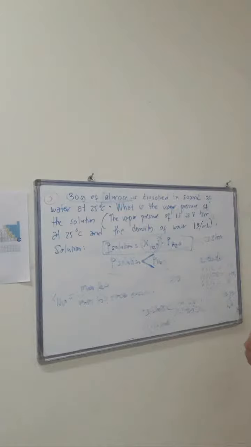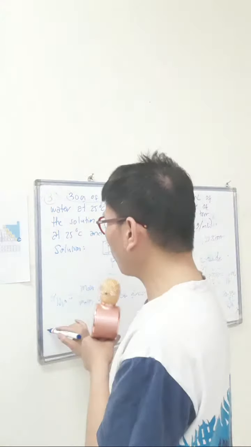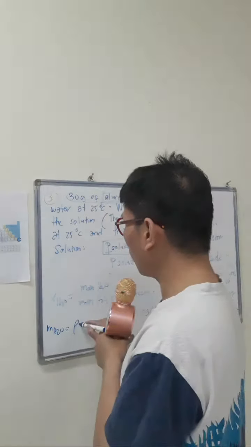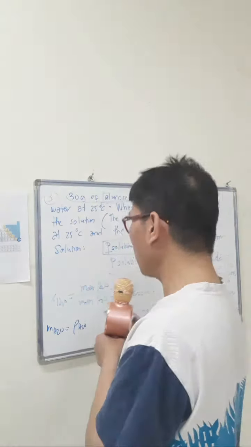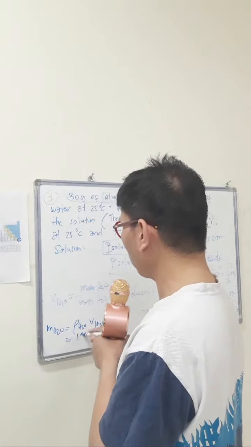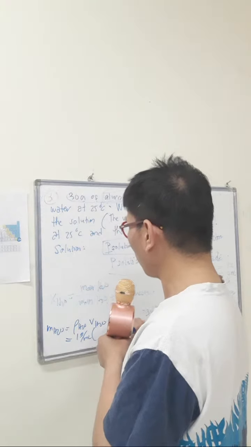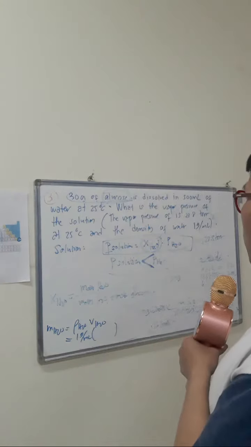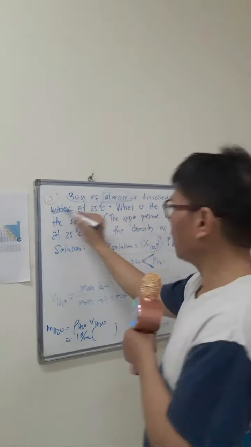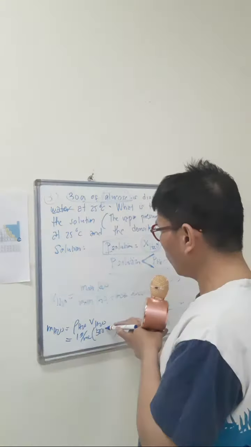We can get the moles by getting the mass first, and after that, link it to the molar mass. So the mass of water is equal to the density of water times the volume of water. The density of water is 1 gram per mL times the volume of water. Is it specified here? Yes, it's 500 mL of water.